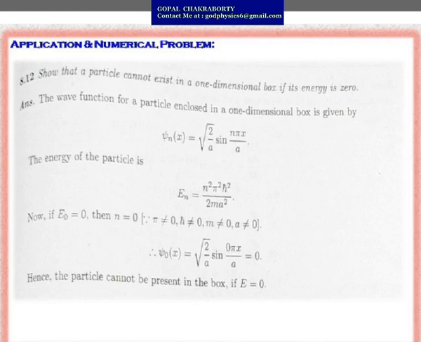Now if E suffix 0 is equal to 0 for n equals 0, so psi naught equals 0, while h cut is not 0, and m and a values are also not 0. So psi 0 will be equal to under root 2 by a sine 0 into pi x by a. Ultimately sine 0 is 0, so psi of 0 will give you 0. Hence the particle cannot be present in this box if E is equal to 0.